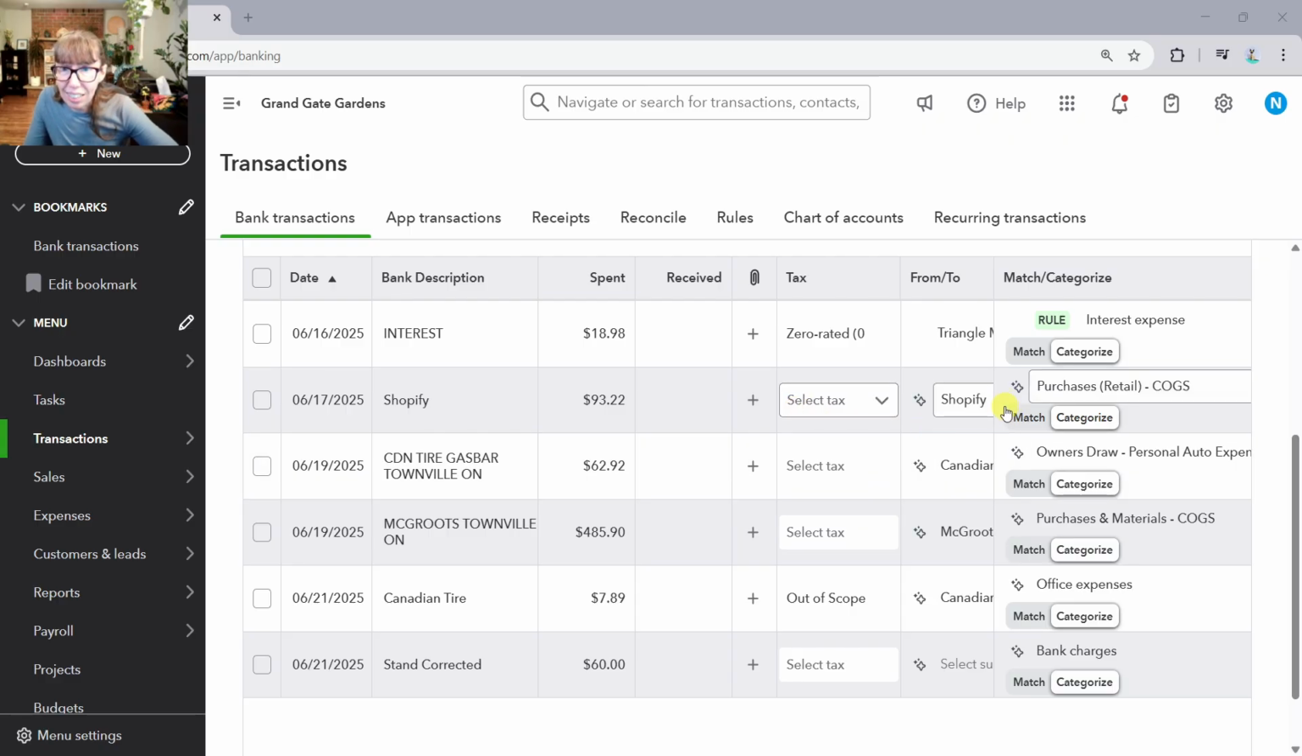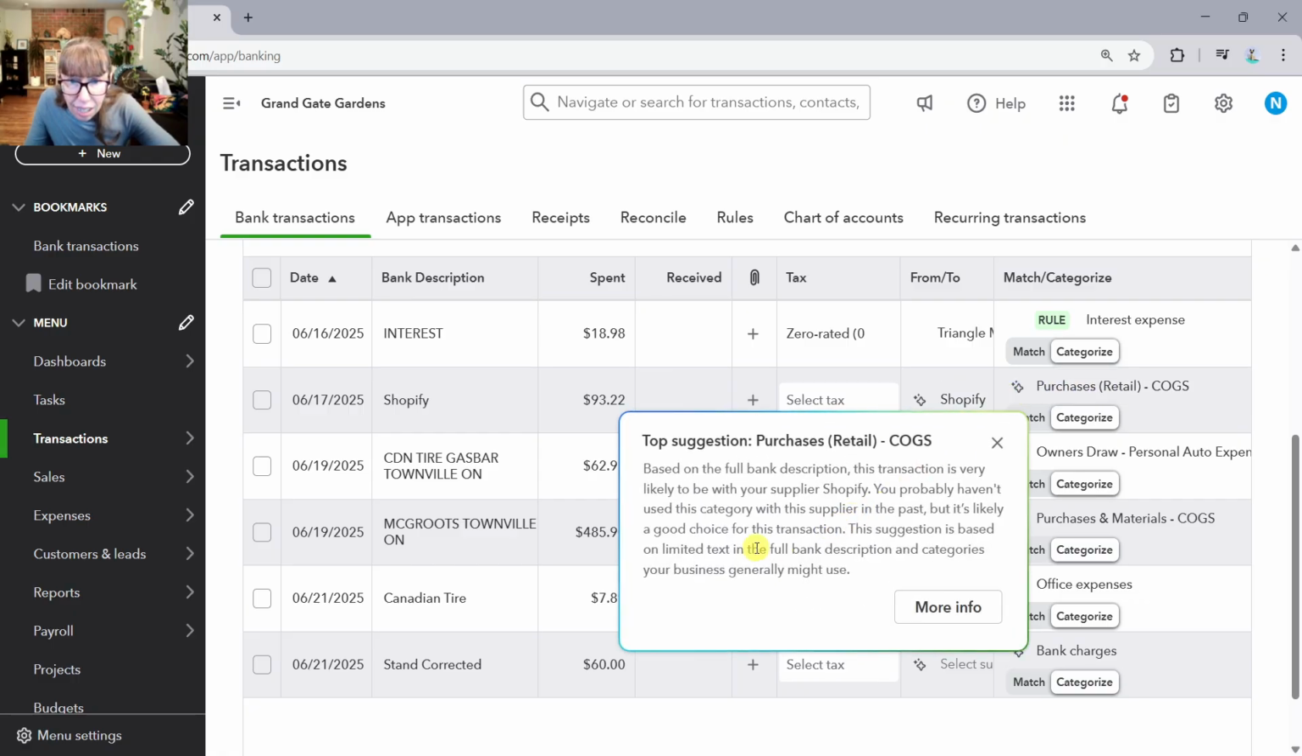By the way, let's take a look. Notice how AI thinks that this is purchases retail. Let's see why it thinks that. Based on the full bank description, it's very likely to be with your supplier Shopify. Okay, good. We haven't used this category with the supplier in the past. Like we haven't used any, so that's why it doesn't know. But it's likely a good choice for this transaction. Suggestion is based on limited text in the bank description and categories your business generally might use.